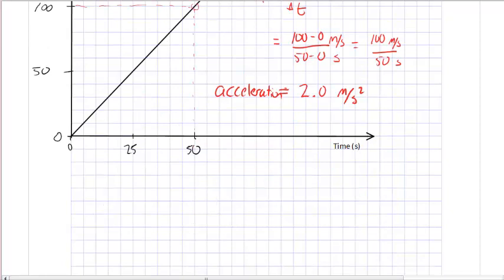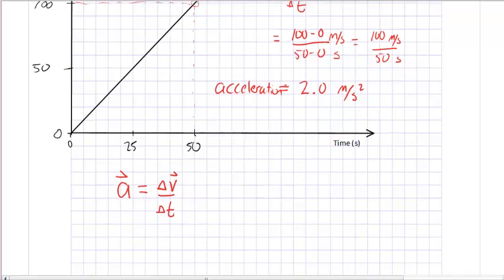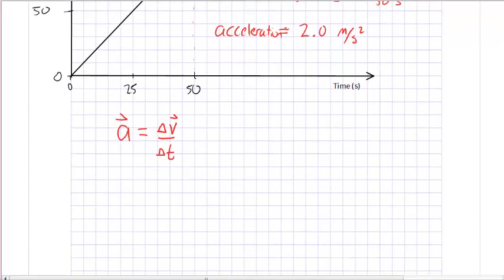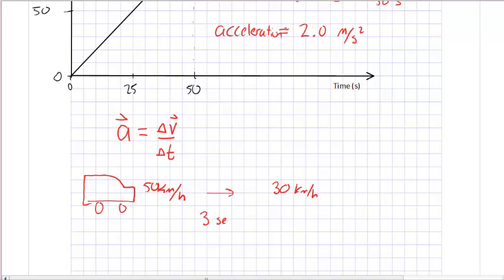So now we have a new formula, and that is for acceleration. Acceleration is a vector, and that is change in velocity over change in time. So if we do an example, if we have a car, and the car is initially moving at 50 kilometers an hour, and then it slows down to 30 kilometers an hour by applying the brakes, and it does so over a time of 3 seconds.